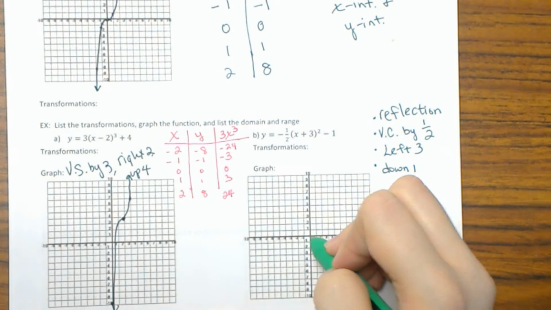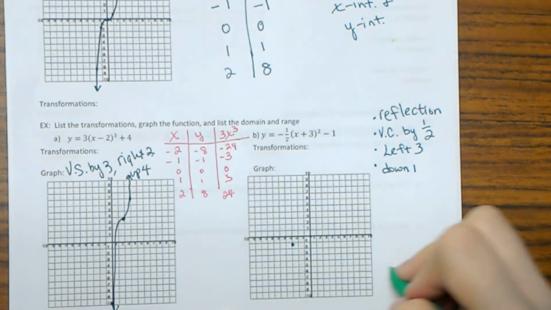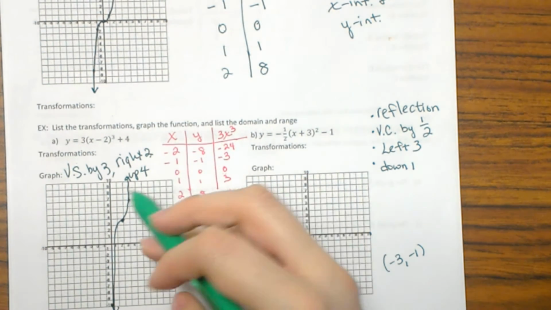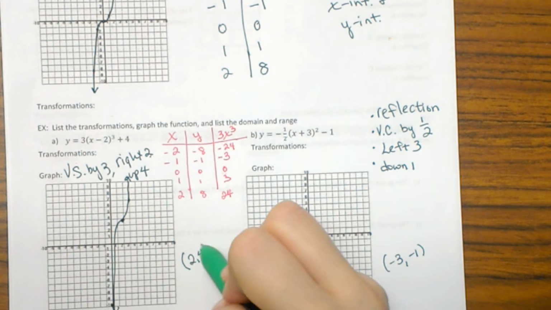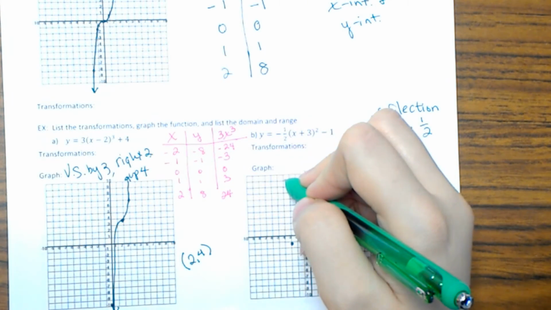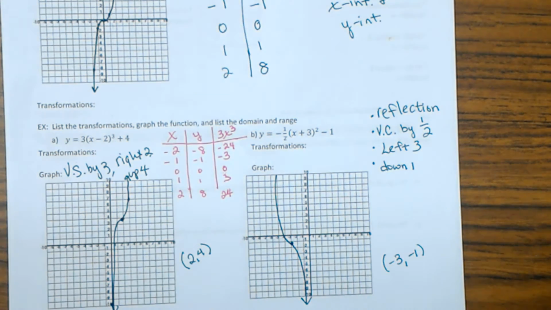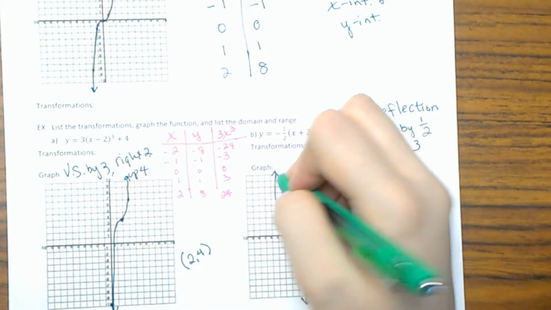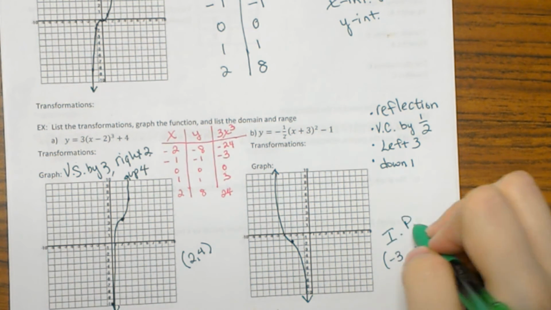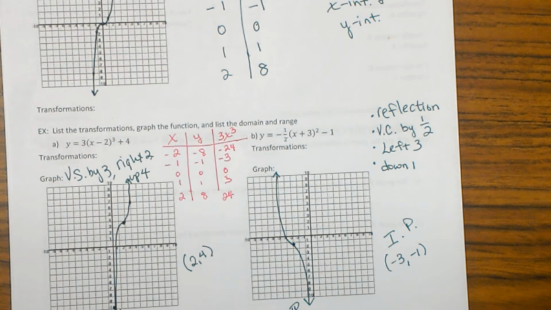So again, I'm going to start at 0, 0. I'm going to go left and then down. So my inflection point is -3, -1. The inflection point on A was 2, 4. Then from there, it's upside down and it's going to be wider, so it's going to look something like this. I'm kind of lazy, so I don't really care about plotting any points except for my IP, my inflection point. Domain, the range. All real numbers.